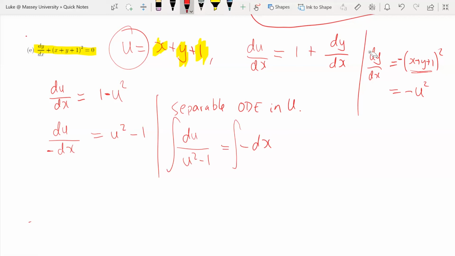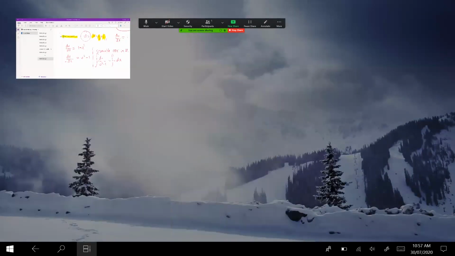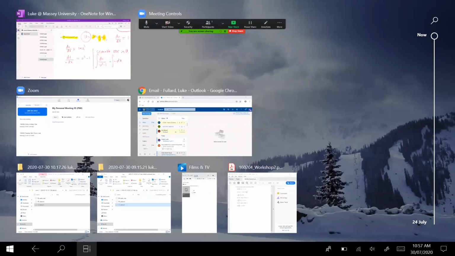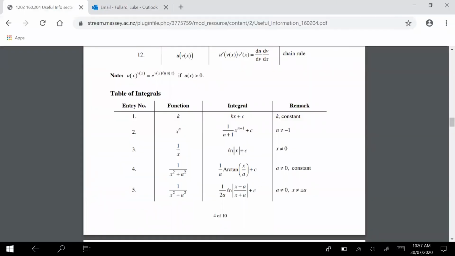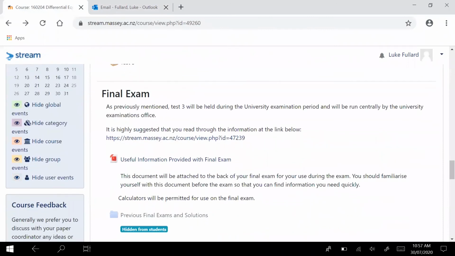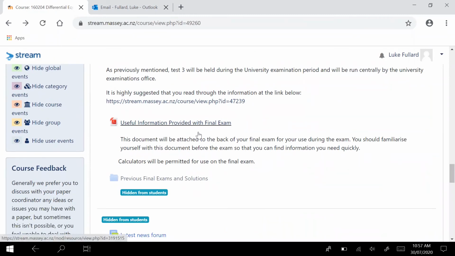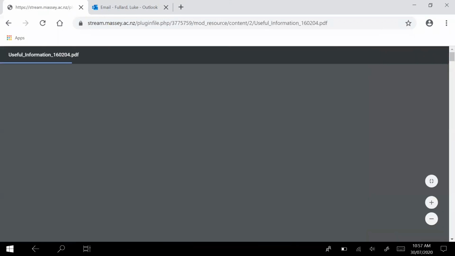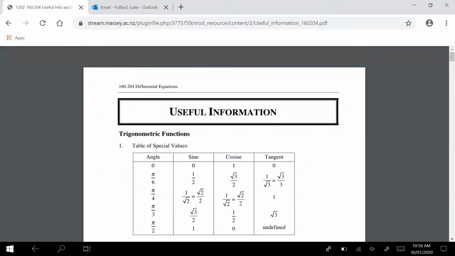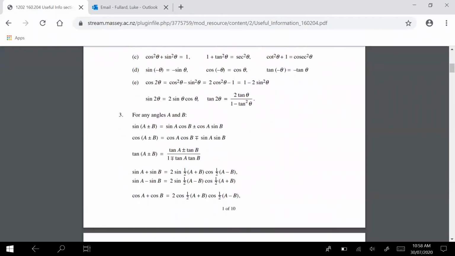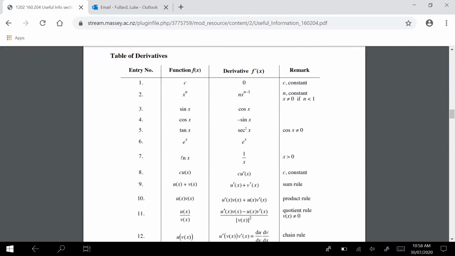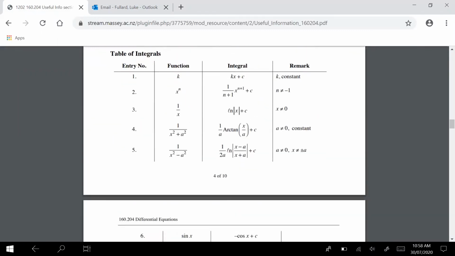The left hand side is a little bit tricky, so we should check our table of integrals. So if I just leave full screen mode here, where is my table of integrals? On our stream page, we have one subheading called Final Exam, and we have a document called Useful Information provided with the final exam. Of course, this is from last year, but you can always print this out and have this next year during tests. If we scroll down, we can find a table of derivatives and a table of integrals.